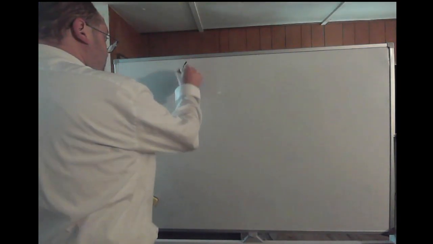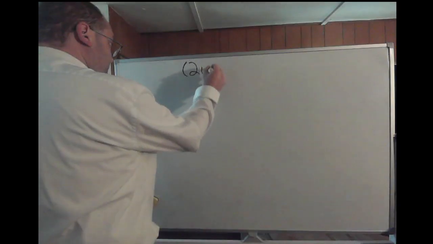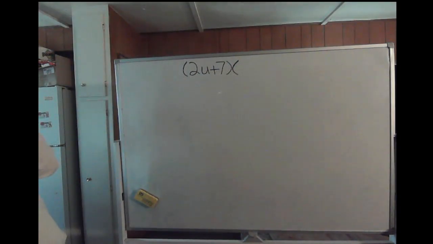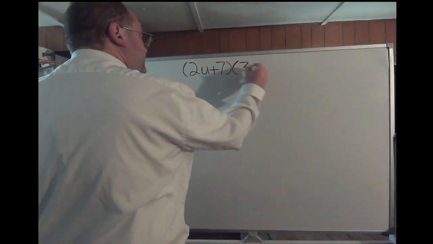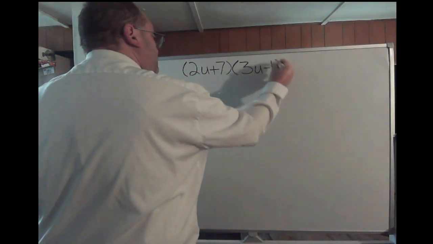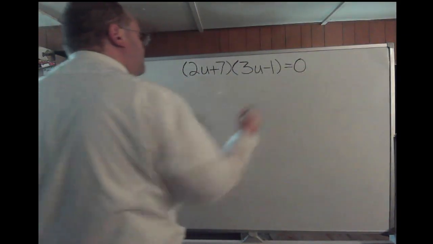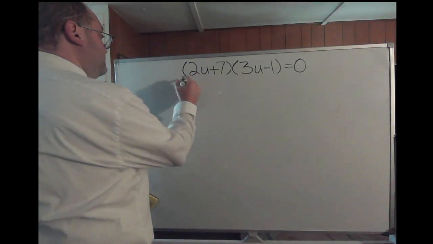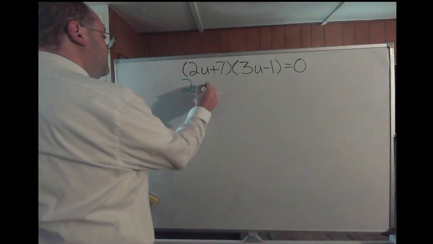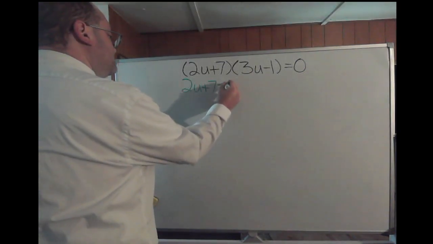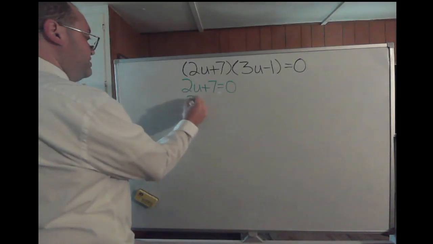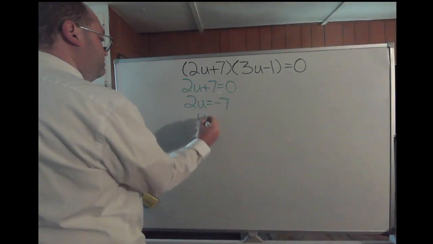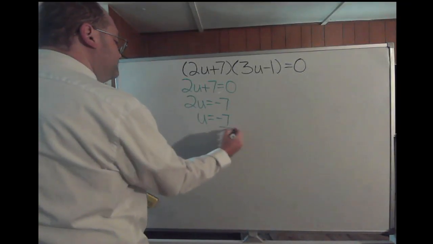Alright, let's see. We got 2u plus 7, that quantity, times 3u minus 1, those are equal to 0. So just take each of your factors, set them equal to 0 separately. You have 2u plus 7 is equal to 0. Well, 2u would equal negative 7. So u would equal negative 7 halves.